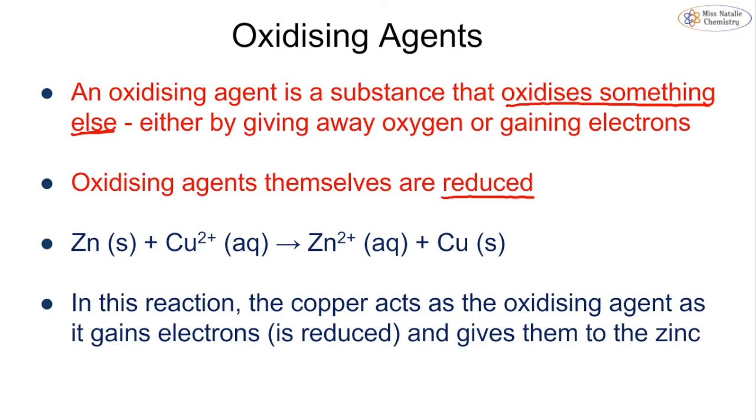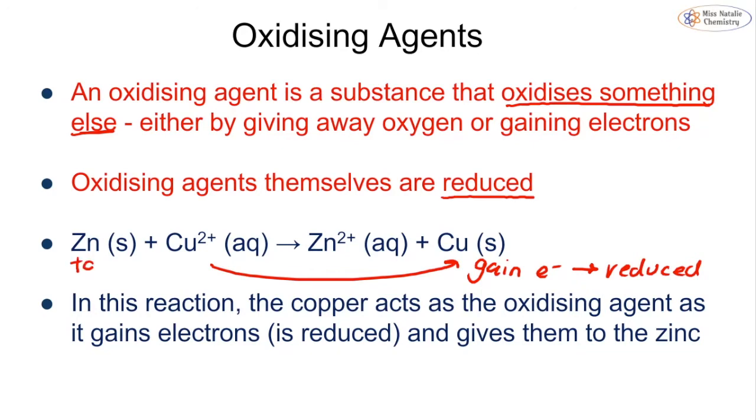If we take our zinc and our copper, in this case, the copper ion is going to gain electrons to become a copper atom. Okay, so it's going to gain electrons, and that means that it is being reduced. But in order for the copper to be reduced, it has to take those electrons from somewhere else. And it takes electrons from the zinc. So the copper causes the zinc to lose electrons so that the copper can take them to become the atom.